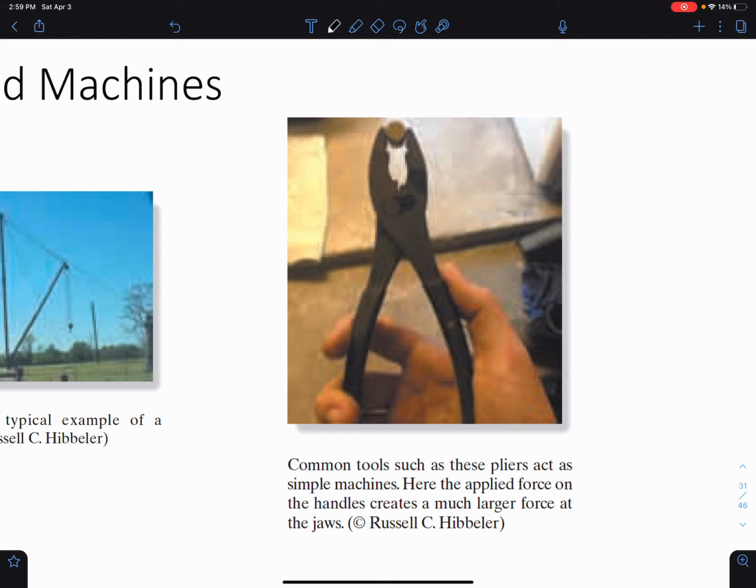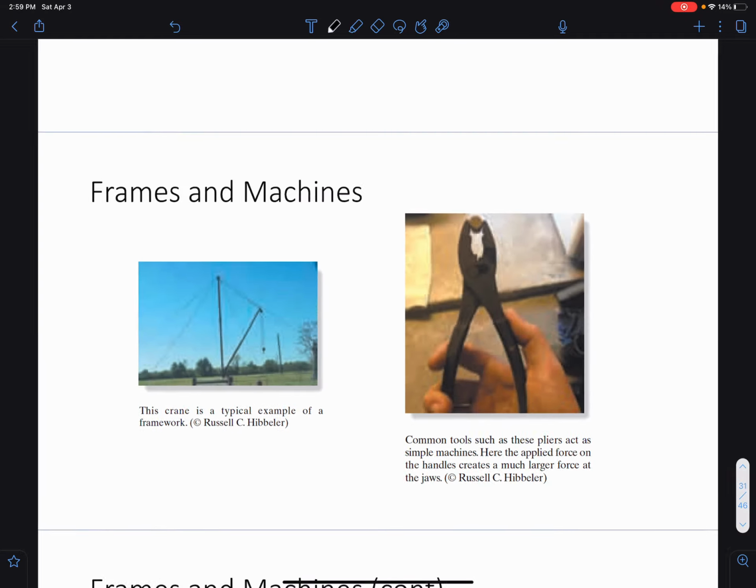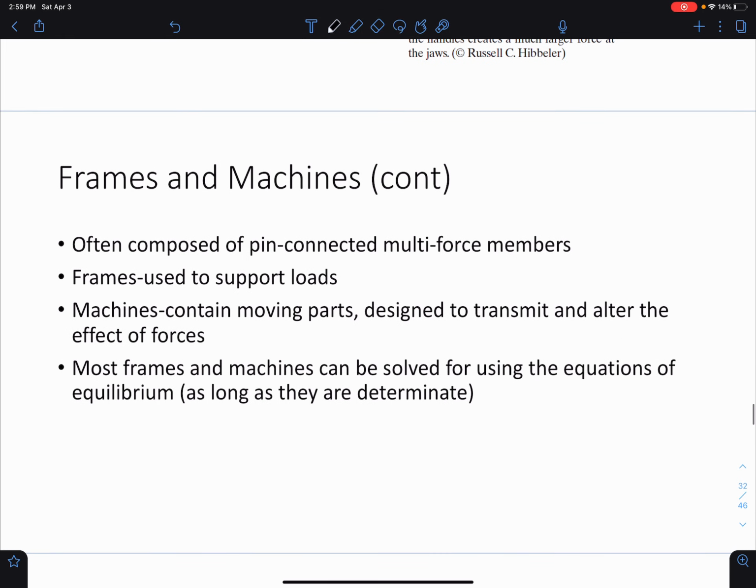So we're going to go ahead and continue this discussion, and we're going to go through a couple of examples of both frames and machines and see how we can use concepts of structural analysis to analyze and actually design both of these systems.